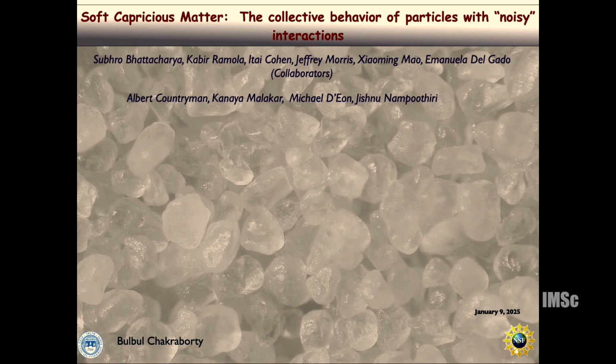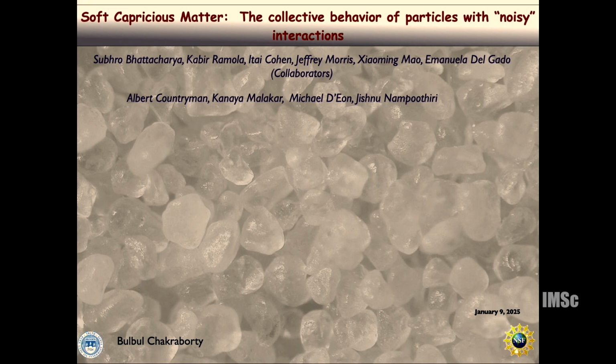And that's the perspective that you'll hear from me today. But before I go into that, this work has been in collaboration with a bunch of people: Shubhra Bhattacharya at ICTS, Kabir Ramola at TCIS Hyderabad, Itai Cohen at Cornell, Jeff Morris at City College, Xiaoming Mao at Michigan, and Emanuela Del Gado at Georgetown. I have benefited tremendously from these collaborations, and you'll hear about some, not all, of the work. Currently, the people at Brandeis contributing to this work are an amazing undergraduate who just graduated, Albert Countryman, and Konaya, who some of you know, was at ICTS as a graduate student with me. Mike Dion was a graduate student. Jishnu was a graduate student, now he's back in India.